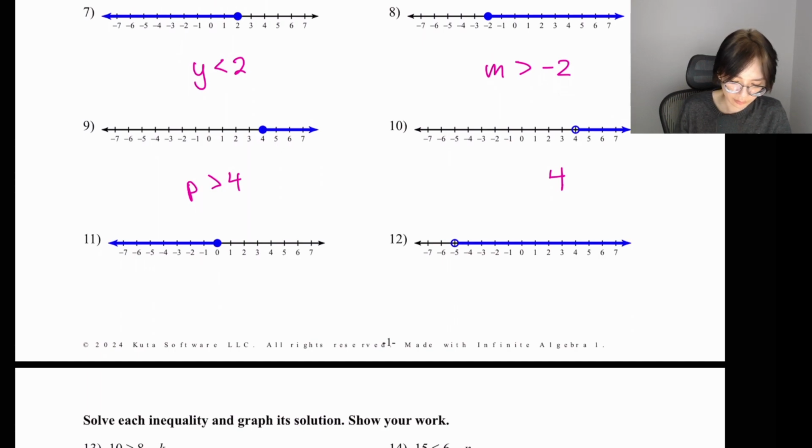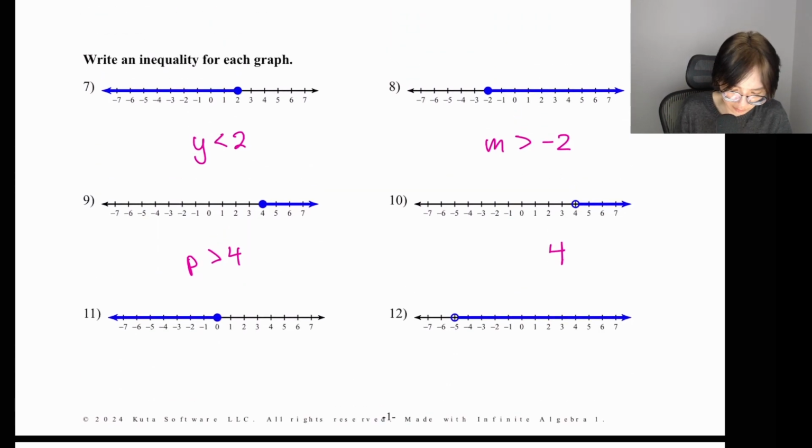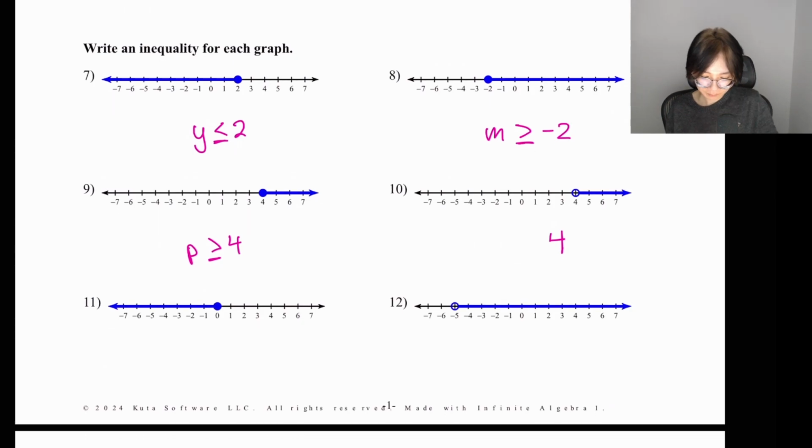Okay, all of these are also wrong, actually. This is supposed to be "or equal to" because it is a closed dot on all of these. But anyway. Back to 10. Number line starts at 4. What's shaded in is everything that's bigger than 4. It's not equal to, not shaded in, so let's do H.